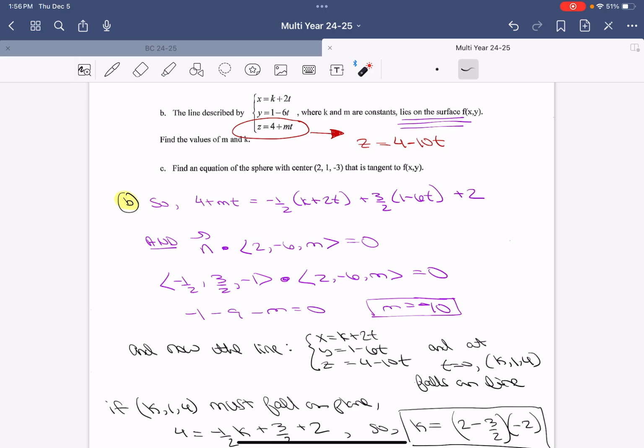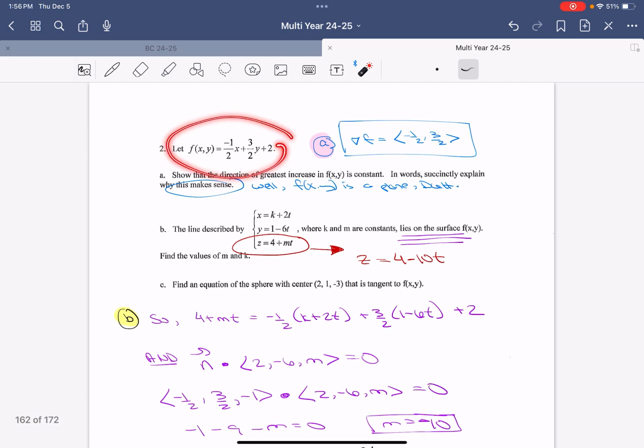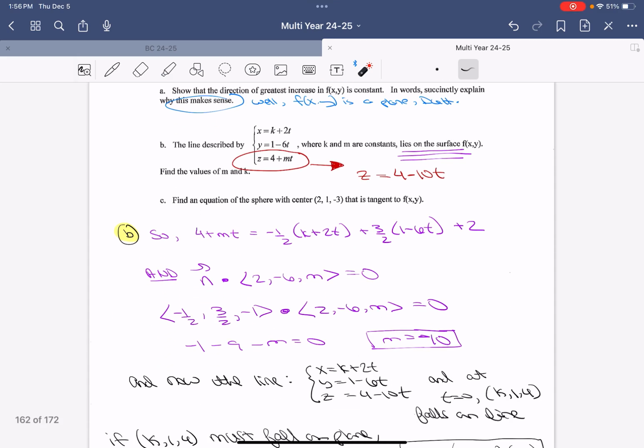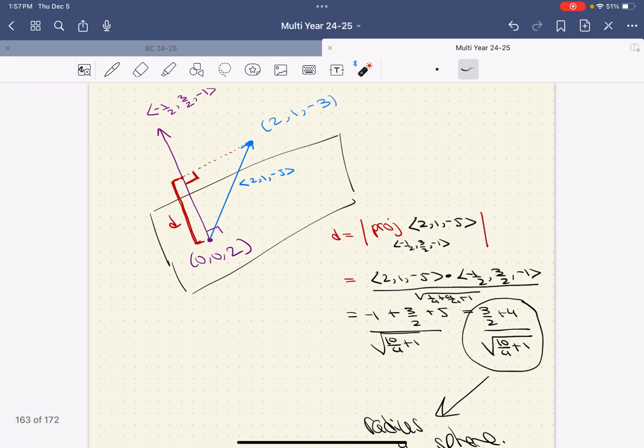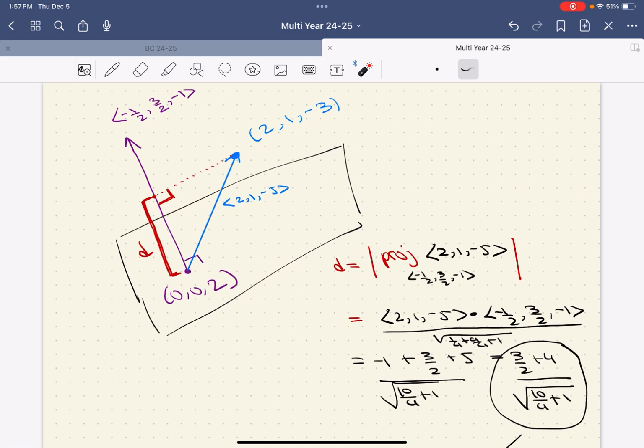Part C is a great question. You have to actually find the distance between this point and the plane, because that distance will be a perpendicular segment, so to speak. That distance segment will be perpendicular to the plane, and then that'll give you the length of the sphere's radius. So I ran out of room here, but here's a drawing. So here is any point that falls on the plane. I picked the easiest point I could think of.